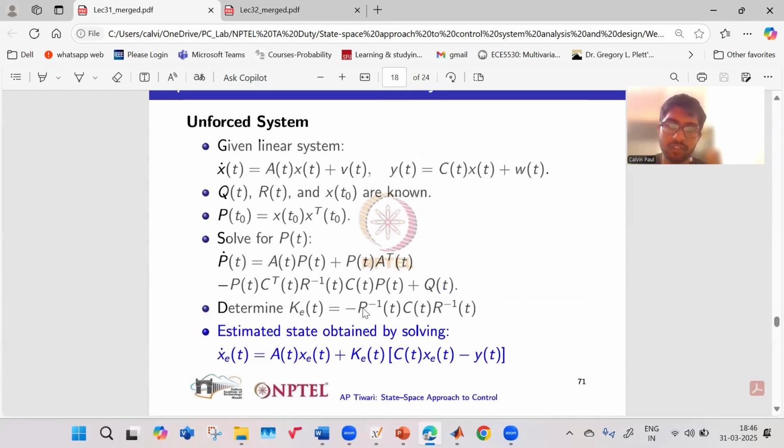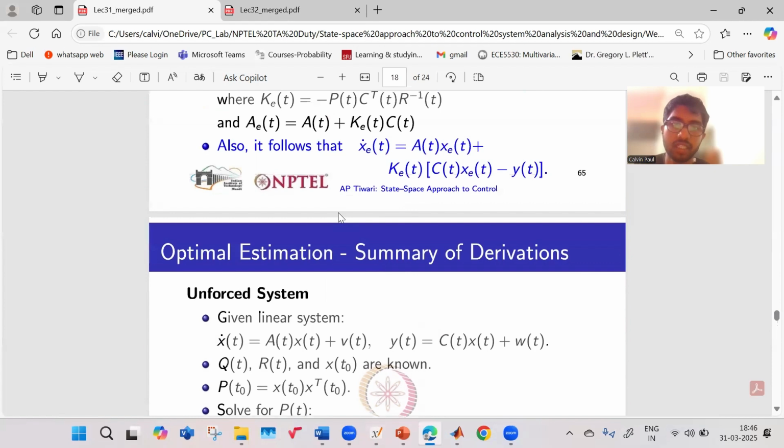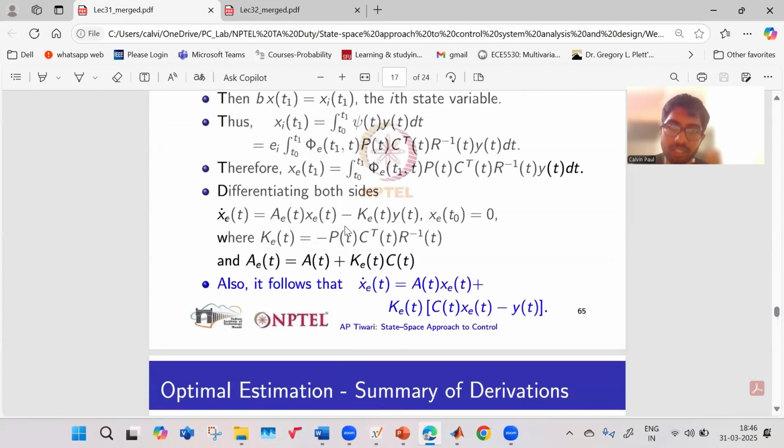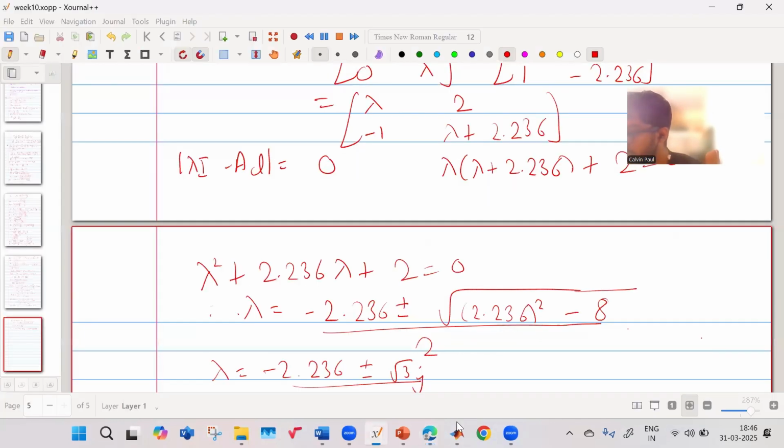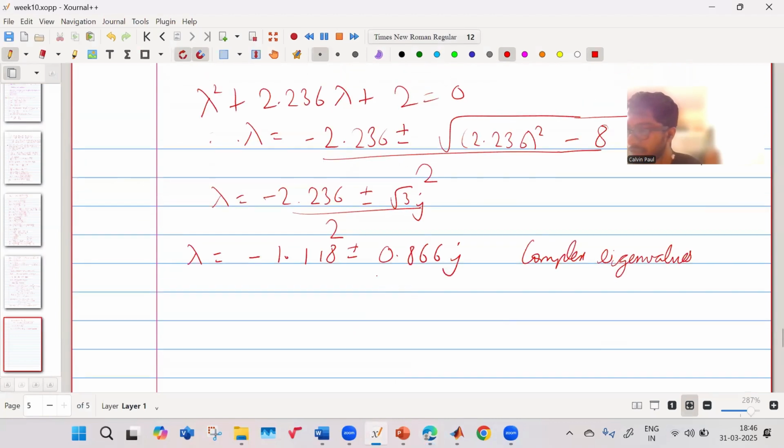Okay. So here it was P inverse C R inverse, and here it is given by P C transpose R inverse. Okay, so which one is correct? Let me just show. Is it minus P inverse C R inverse? Or K is minus P C transpose R inverse.